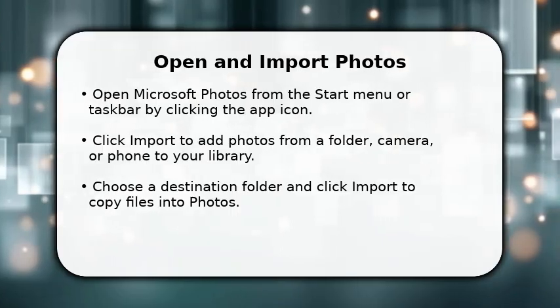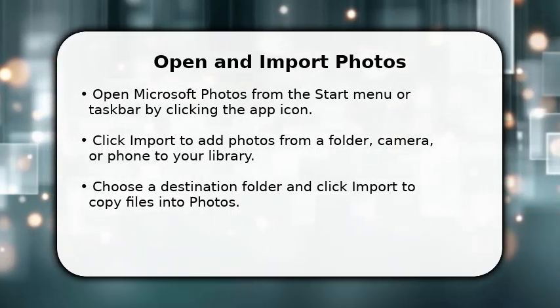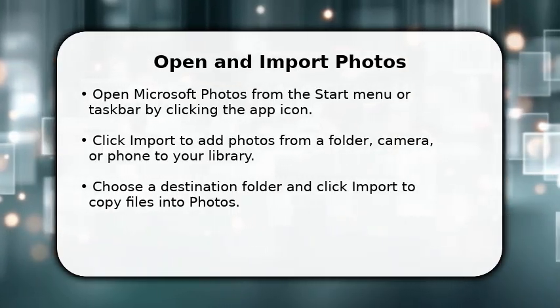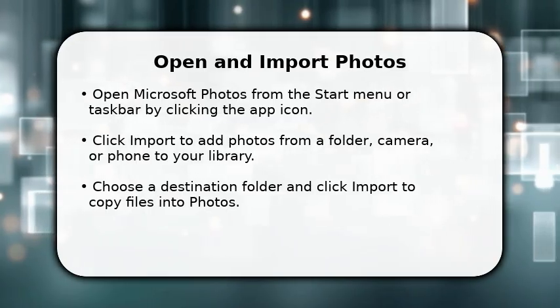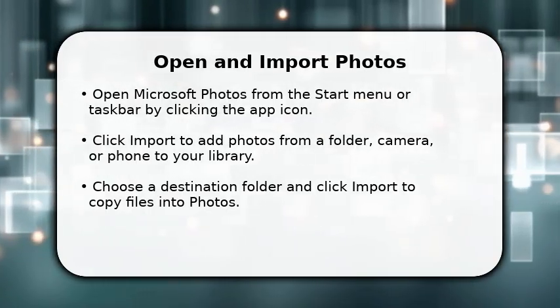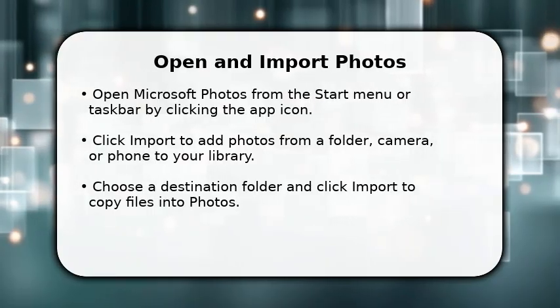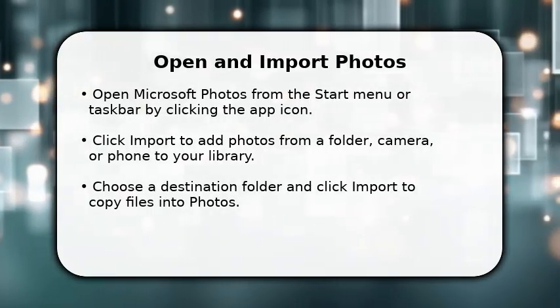Open Microsoft Photos from the Start menu or taskbar by clicking the app icon. Wait a few seconds while the app scans your library for media. Click Import, then choose from a folder, from a USB device, or from a phone.